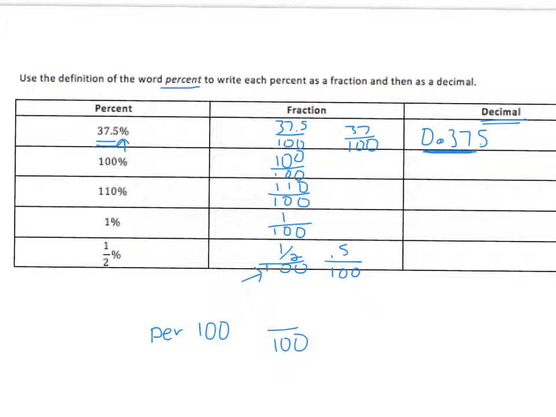So here we have 100 out of 100. Anything over itself is 1. 110 over 100. Again, we can move the decimal 2 places, or if we had 110 hundredths, it would be like this. So if we just had 10 hundredths, this would be 10 hundredths, but we have 100 more than that.